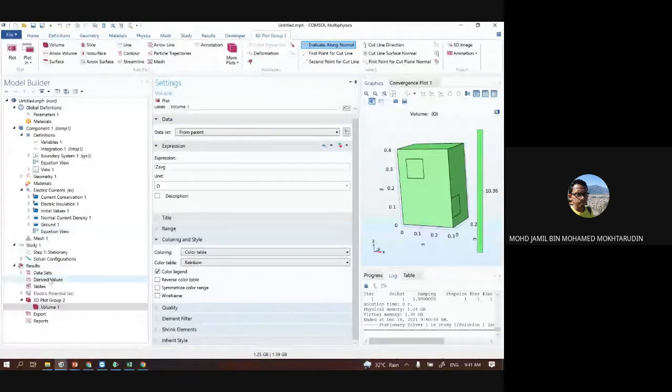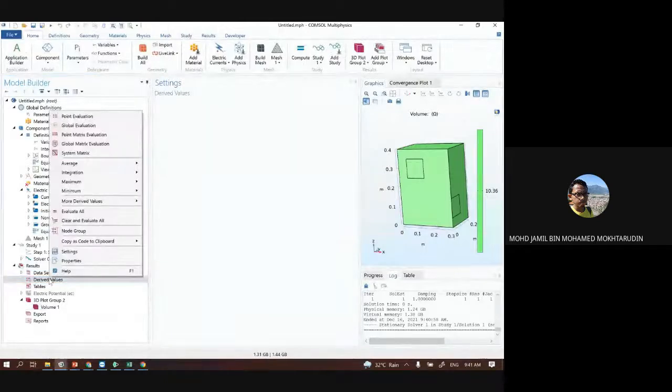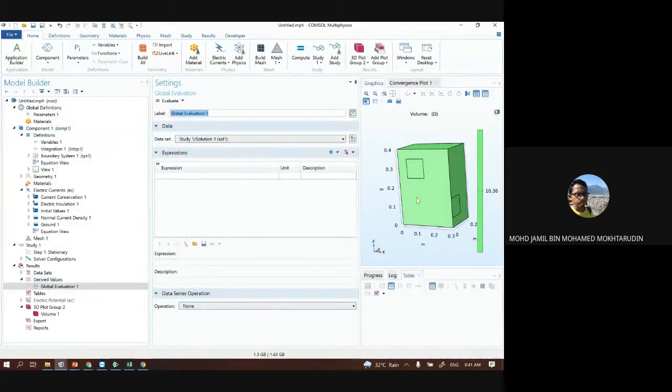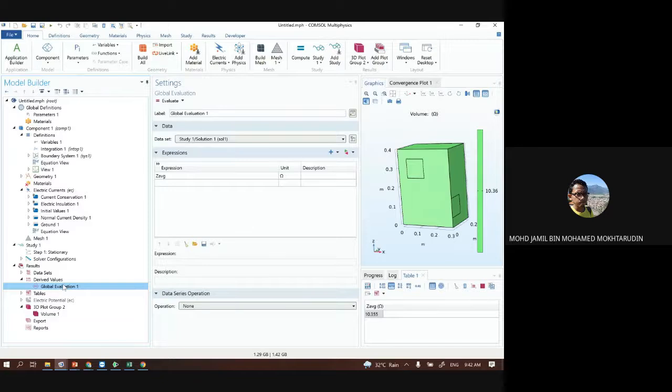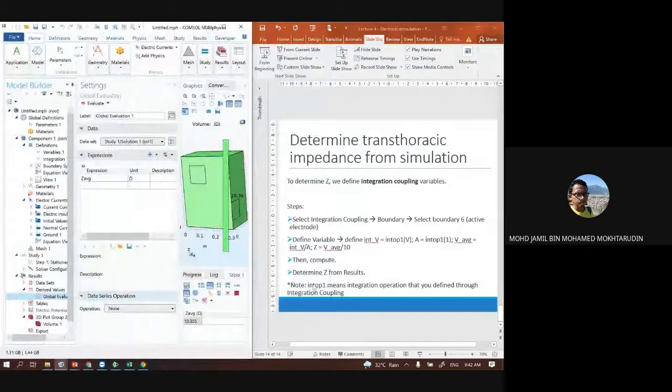The other way is you can use derive value here, and maybe choose average, global evaluation. Inside here, just write ZAVG and evaluate. So you get this result here, 10.36. There are so many ways you can get ZAVG, so I hope you can explore. Here is more explanation: INTOP1 means the integration operation that you define.